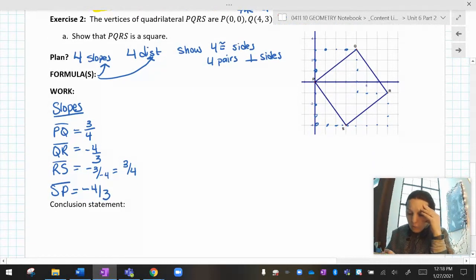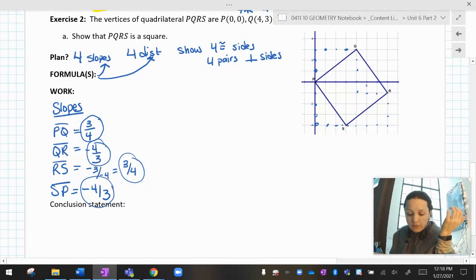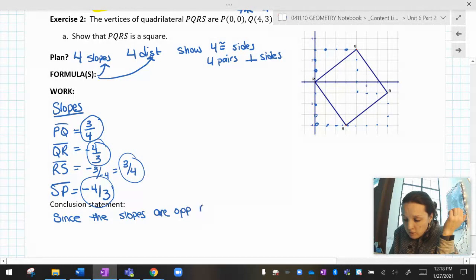All right, what do I notice from those slopes? 3/4, -4/3. 3/4, -4/3. Since the slopes are opposite reciprocals, we know adjacent sides are perpendicular.